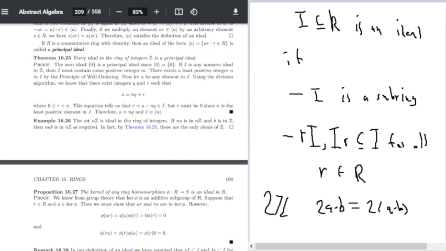Now, let a be any element in I. Using the division algorithm, we know that there exist integers q and r such that a equals nq plus r, where 0 is less than or equal to r, which is strictly less than n. The equation tells us that r is equal to a minus nq, which is in I, but r must be 0 since n is the least positive element in I. Therefore, a is equal to nq, and I is equal to the principal ideal generated by n.